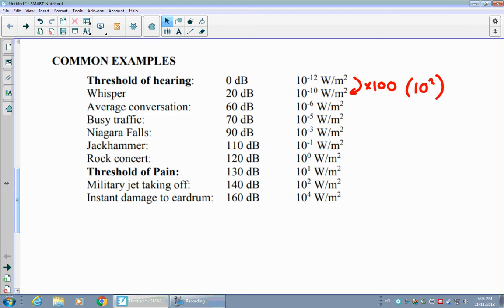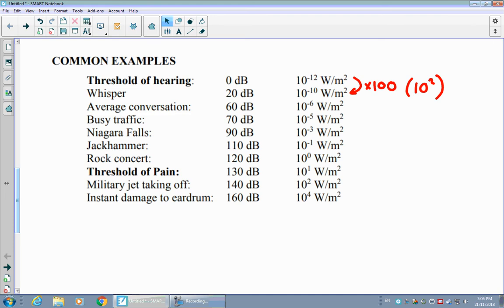And that's why rock concerts can tend to cause people a little bit of ear pain, because right near there is that threshold of pain. So a rock concert is about 120, and the threshold of pain occurs at about 130. Military jets taking off are something along the lines of about 140. And so that's why, of course, people that work around those settings need to wear proper ear protection. And lots of people in intense noise environments need to wear ear protection.